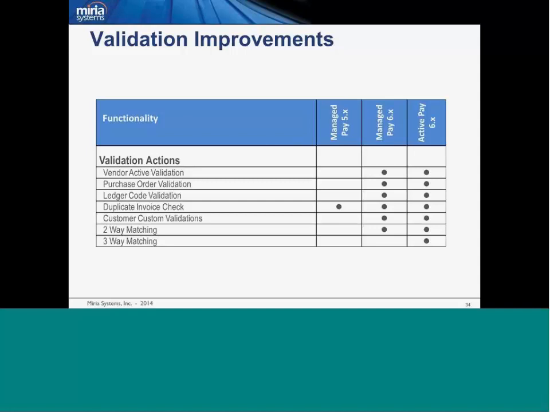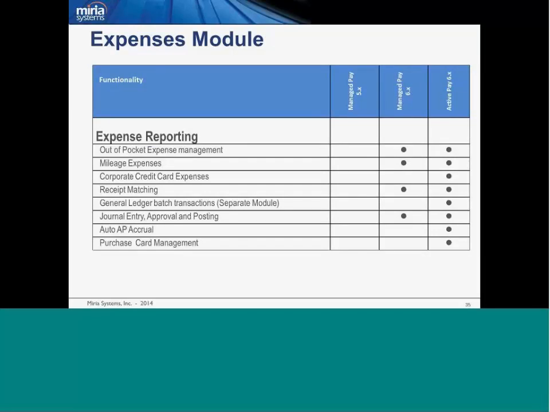The validation actions have been somewhat improved. We've always had duplicate invoice checking, but we also allow much simpler out-of-the-box two-way matching and three-way matching for PO to invoice to receipts, or PO to invoice for two-way matching. These are all functionality that you may have looked at and opted out of at a prior time, but they're capabilities that can be implemented in the system much faster and much simpler today.